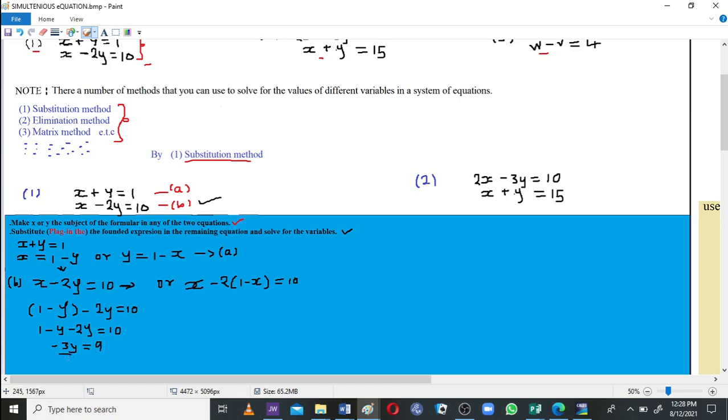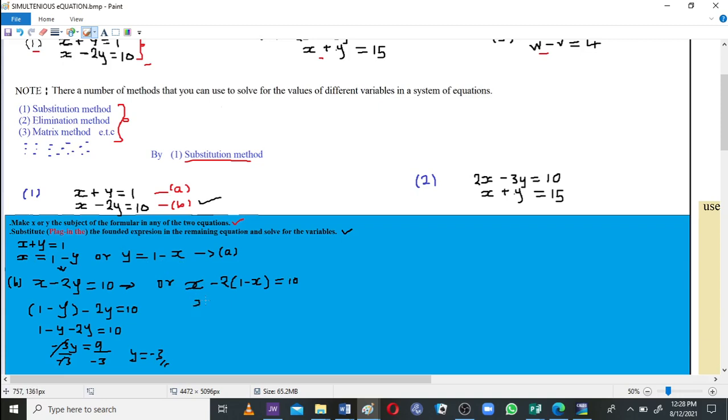So dividing both sides by -3, you apply the cancellation rule, and you get y is equal to -3. So this is the value of y. Now if you substitute with y is equal to 1 minus x, what you are going to get is the value of x.